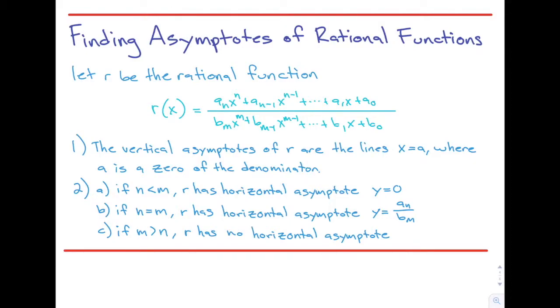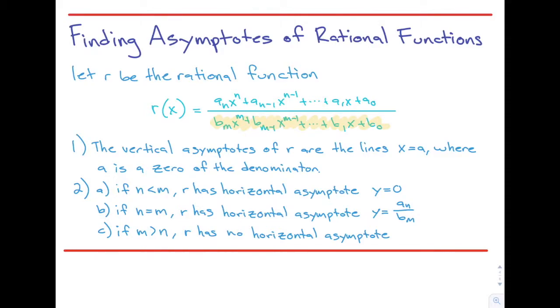For a rational function with a polynomial p that's arbitrarily complex in the numerator and a polynomial q that's arbitrarily complex in the denominator, the vertical asymptotes of r are the lines x equals a, where a is a zero of the denominator. So we're looking at this polynomial down here, which we could, of course, factor completely now that we've done enough reading and study into that.